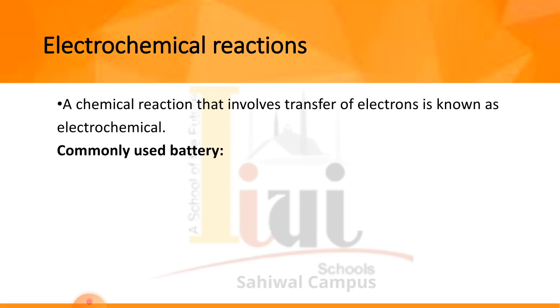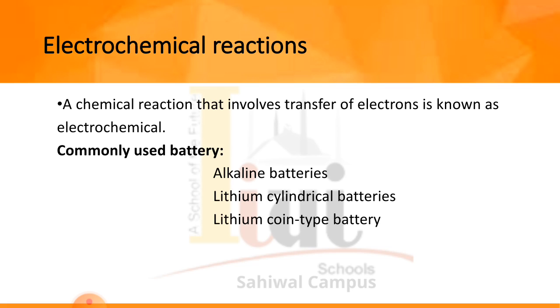Examples of commonly used batteries are alkaline batteries, lithium cylindrical batteries, lithium coin type batteries, solar batteries, and so on. These types of batteries are commonly used. If we discuss large batteries, they are also used in many different places, for example in cars, computers, and inverters.